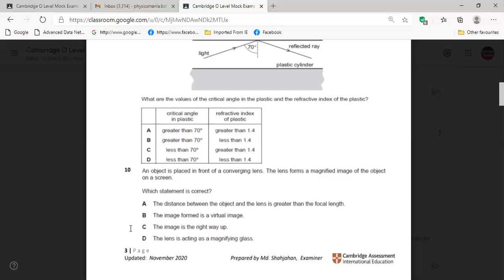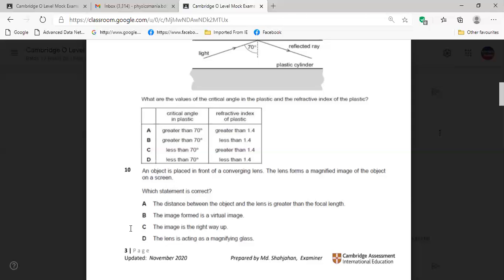So our focus is here. They said the lens forms a magnified image of the object on a screen. And on a screen, if it is, then it is a real image and it is inverted. Okay, it's confirmed, right? On screen. And you know, a magnifying glass cannot produce an image on a screen. It is virtual, right? So it should be the projector one.